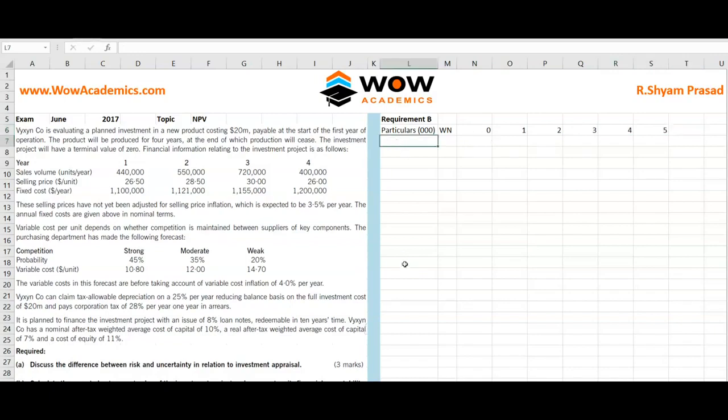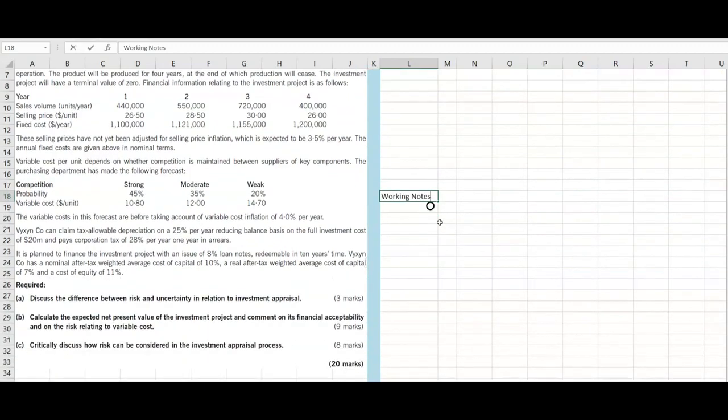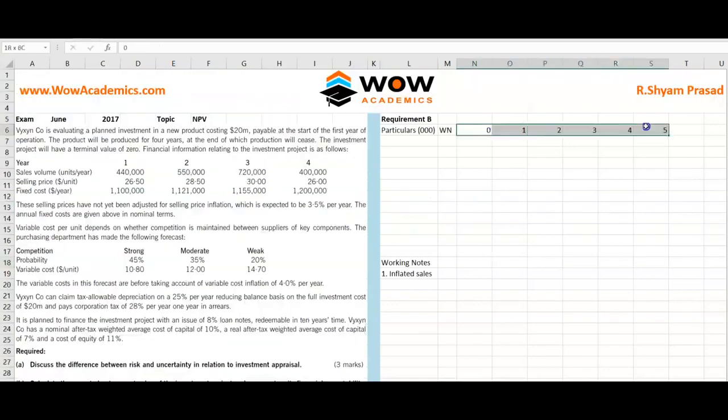We'll start from the working notes. So we'll have the first working note. What is the first working note that we'll have? First we'll start with the sales number, so we'll have inflated sales. That's what we are going to work out first, and we'll take the years as they are and just copy them here.